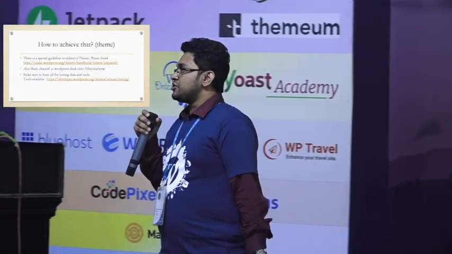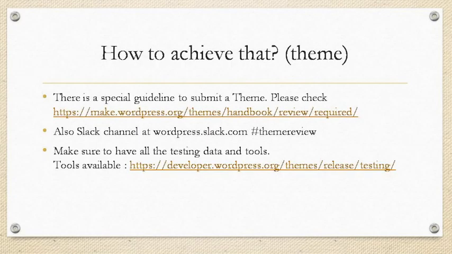How to achieve that? I'm talking about themes. There is a special guideline to submit a theme. You should note it, and I will give this slide to the organizer or put it on my website. There are some requirements in this link, and you can join the official WordPress Slack channel, wordpress.slack.com. There you can look for the hashtag theme review. You will get a lot of ideas, and you can ask any question.